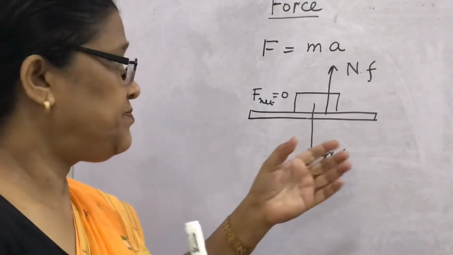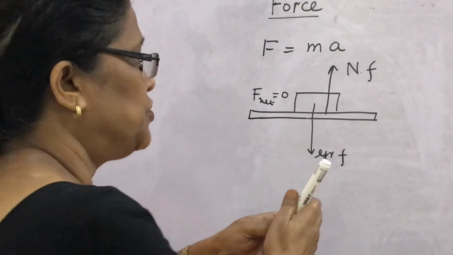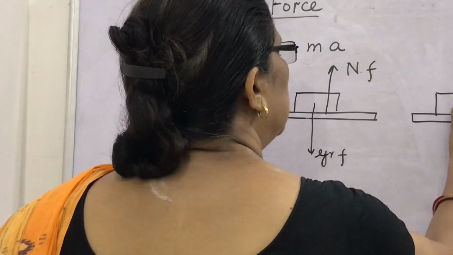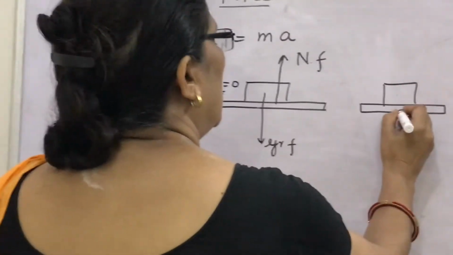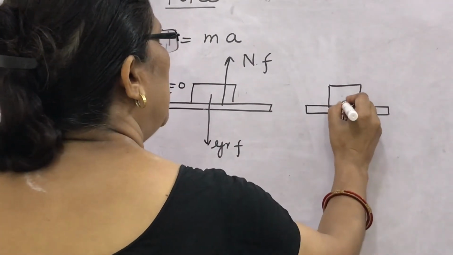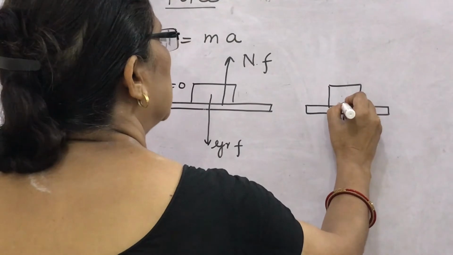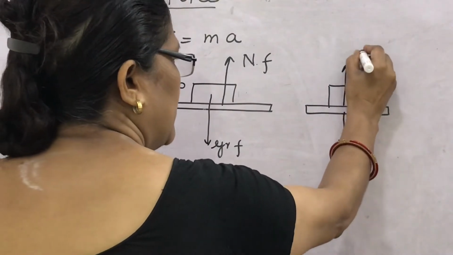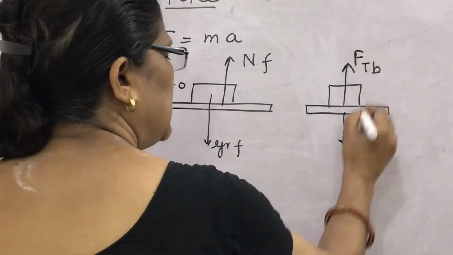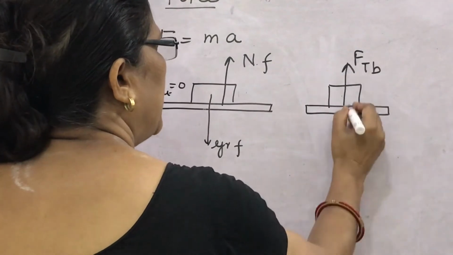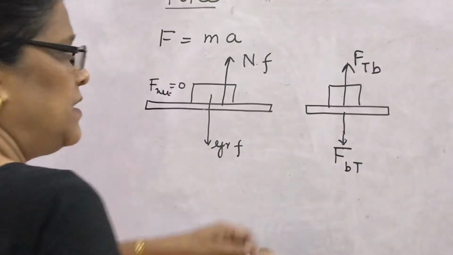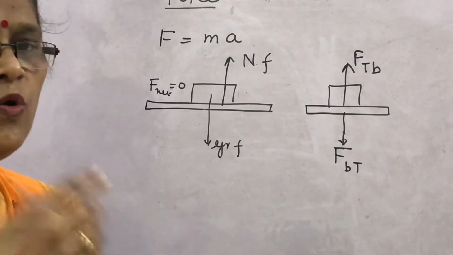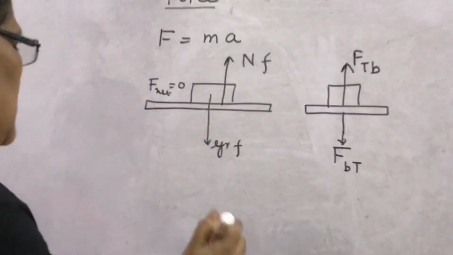Action reaction forces are shown like this: this is the box, and the box is applying a force on the table and the table is applying a force on the box in this way. So this is the force applied by the table on the box and this is the force applied by the box on the table, then these are action reaction forces. So learn the difference.